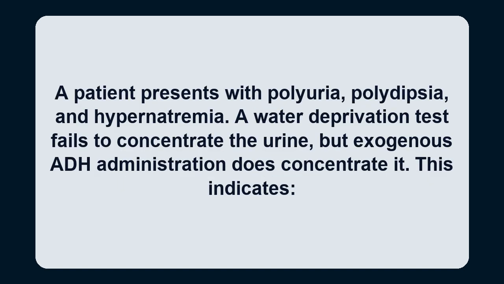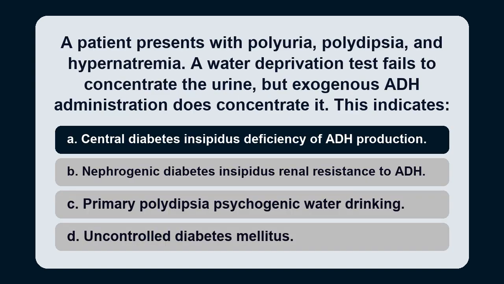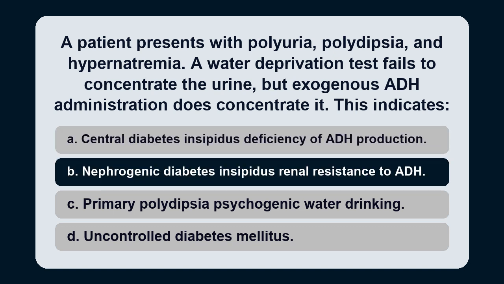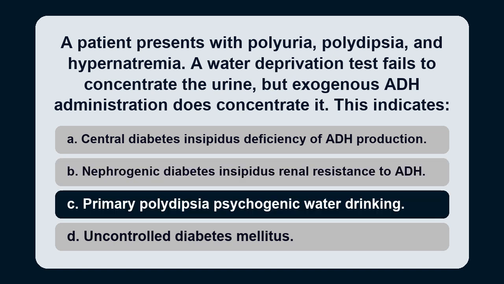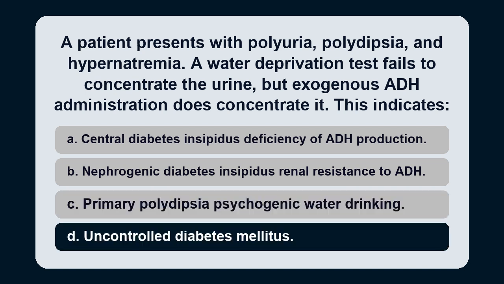Question 2. A patient presents with polyuria, polydipsia, and hypernatremia. A water deprivation test fails to concentrate the urine, but exogenous ADH administration does concentrate it. This indicates: Option A. Central diabetes insipidus, deficiency of ADH production. Option B. Nephrogenic diabetes insipidus, renal resistance to ADH. Option C. Primary polydipsia, psychogenic water drinking. Option D. Uncontrolled diabetes mellitus.